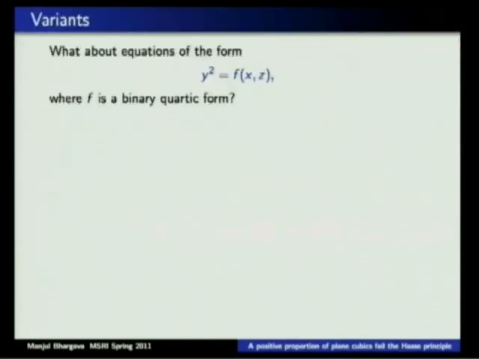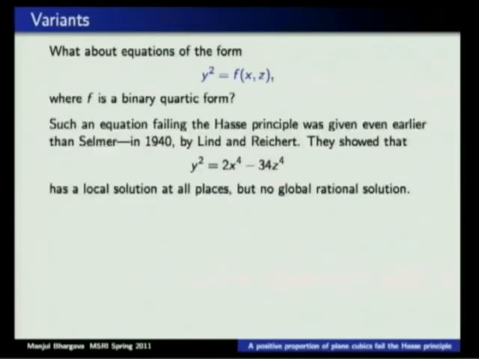And okay, so there are various variants that one can ask. For example, if you take equations of the form y squared equals a binary quartic, you can ask, what proportion of those fail the Hasse principle? So if you look among all binary quartic forms, and you ask, I want it to represent a square, how often will it locally have a solution everywhere but no global solution? So this was actually the first studied case.